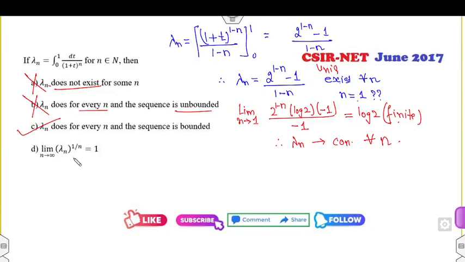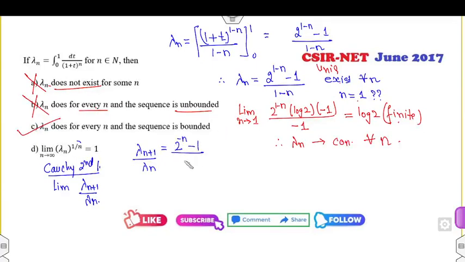Now look at this term. Again, your target is to find the limit. What comes to your mind when you have the limit with power 1 by n? Again, the Cauchy's second theorem. Fine. So that means we need to find the limit of lambda n plus 1 over lambda n. Can you calculate the lambda n plus 1? It will be 2 raised to power minus n over minus n into 1 minus n over 2 raised to power 1 minus of this.